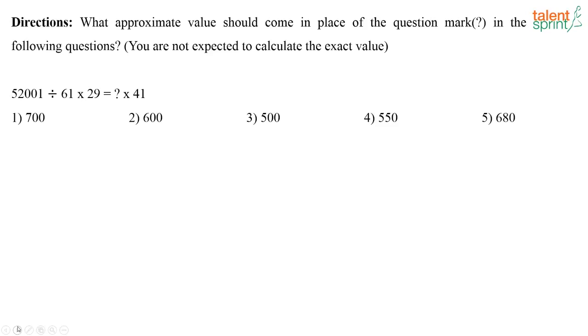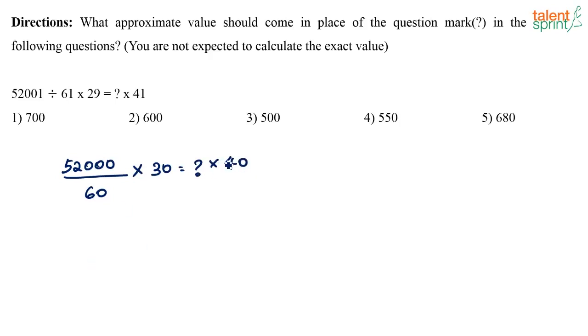So this question is on approximation. So this question was actually a bit tricky, right? Now what is given here? So when you solve, you will have 50, you can approximate it, right? So I can take it as 52,000 divided by 60 into 29, you can take it as 30, that is equal to question mark into 40.